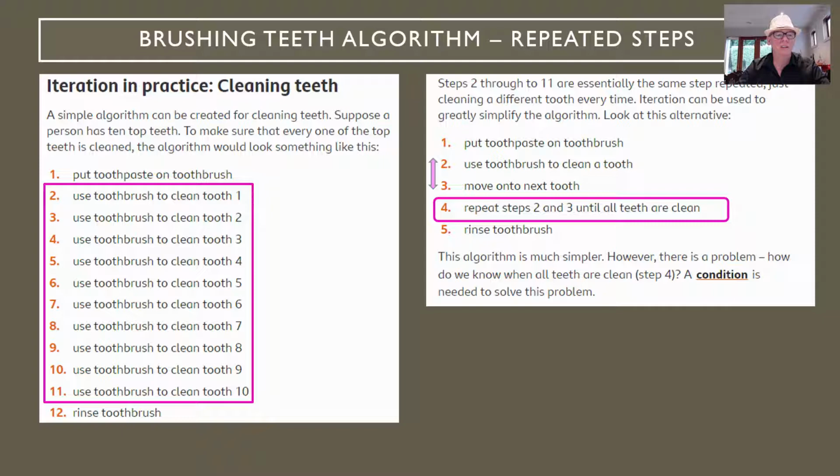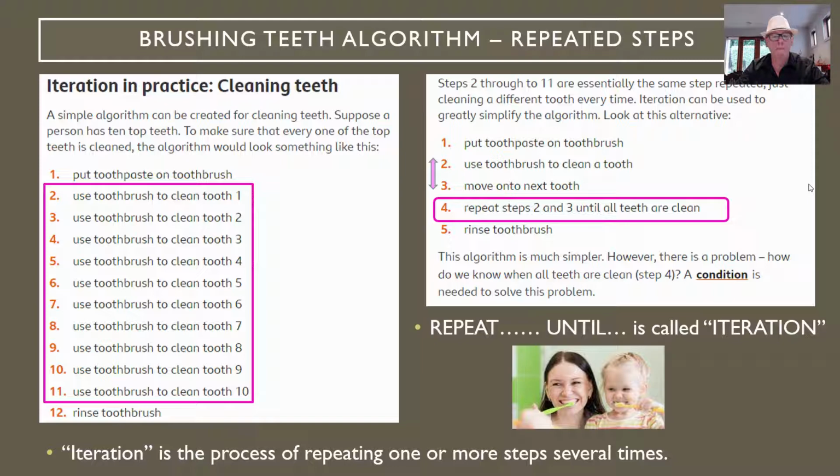Now, if we have a close look at those steps 2 to 11, what we're really doing there is doing one tooth, cleaning it, moving along to the next tooth, cleaning it, moving along. So we can write it as repeated steps in an algorithm. So on the right-hand side here, we've got step 1, put the toothpaste on the toothbrush, 2, use toothbrush to clean a tooth, then move on to the next tooth. And we repeat step 2 and 3. So with this little arrow here, we're just showing that you repeat steps 2 and 3. You use the toothbrush, do a tooth, make sure that's clean, move on to the next one, and keep repeating that.